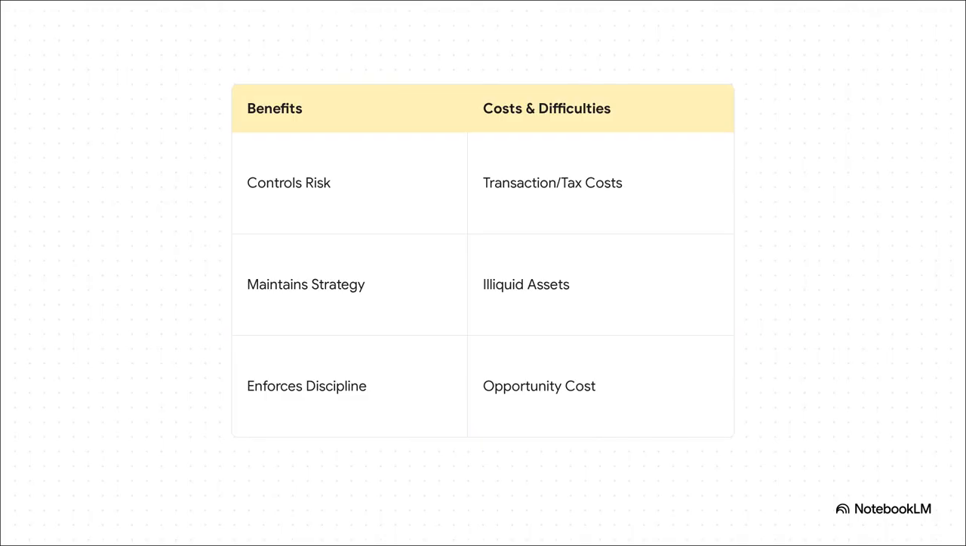But I have to be honest, rebalancing isn't always easy. It involves a very clear trade-off. The benefits, they're huge. It keeps your risk level in check, it keeps you true to your original strategy, and it forces you to do what we all know we should do, buy low and sell high. But there are real difficulties. It can trigger transaction costs and taxes, and it can be really tough to do with things that are hard to sell, like real estate.